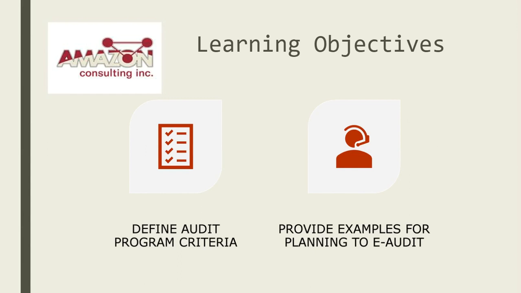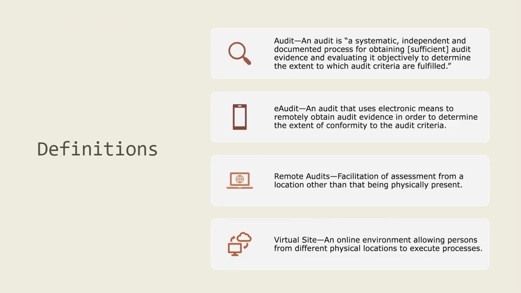And then also we'll end with discussing what the auditor's new capabilities are required to be able to run the technology, but then also to facilitate the online audit. So having said all of that, the 2 learning objectives include to define the necessary criteria that should be included in the audit program, and also provide examples for the planning to learn to do the e-audit in your audit program.